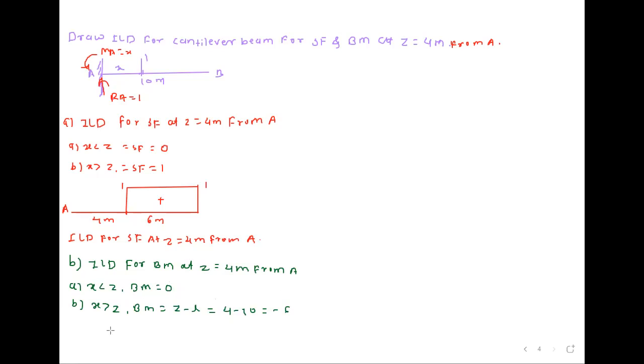Then we will draw the figure here. Suppose this is the baseline. This is minus 6, that is below the baseline. Suppose here the P point is there. This is A point, this is C point, this is B point. This distance is 4 meter and this distance is 6 meter. This is the ILD for bending moment at Z which is equal to 4 meter from A.